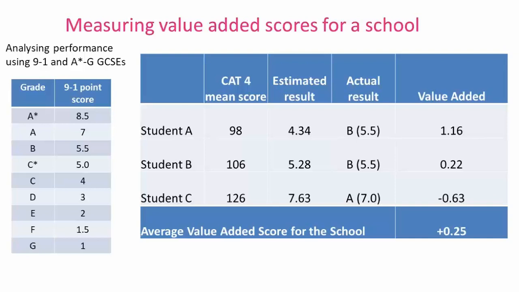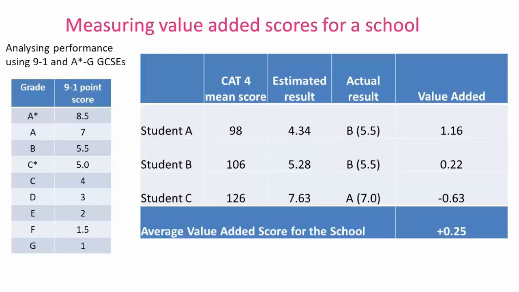Just a very simple example on the table on the right here. If we imagine a school that has three students with different starting points, different CAT scores, we can see for each student we have an estimated result and an actual result. And if we just take the three students in turn, the first student has a slightly lower CAT score, just below average. Their estimated result is 4.3. Their actual result is a grade B, 5.5. So they end up with a positive value-added score. Their actual result is higher than their estimate.